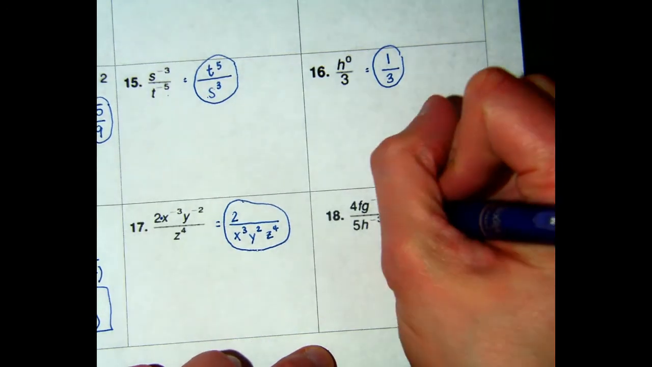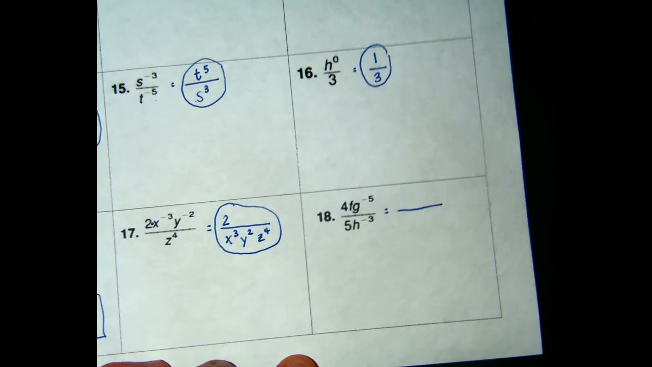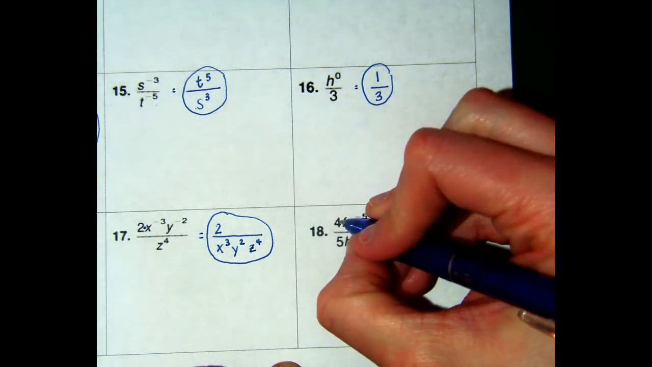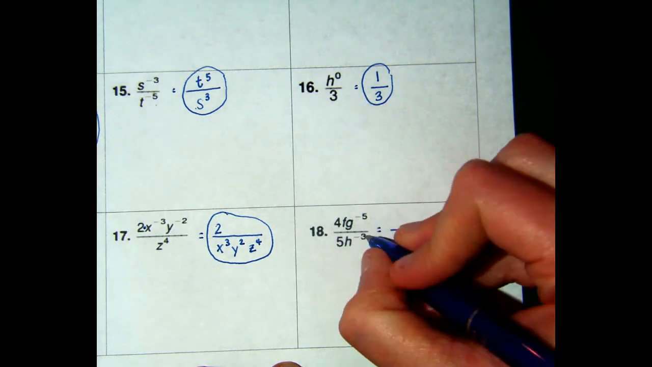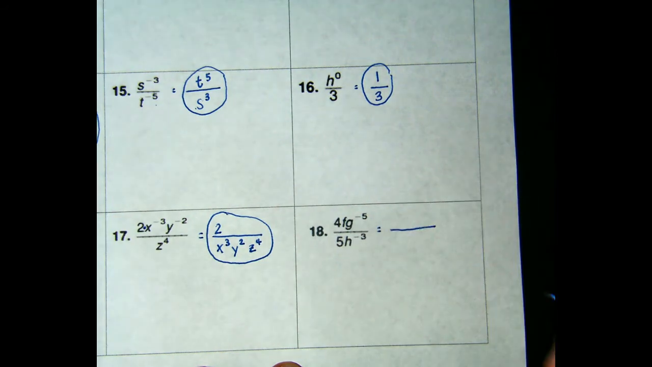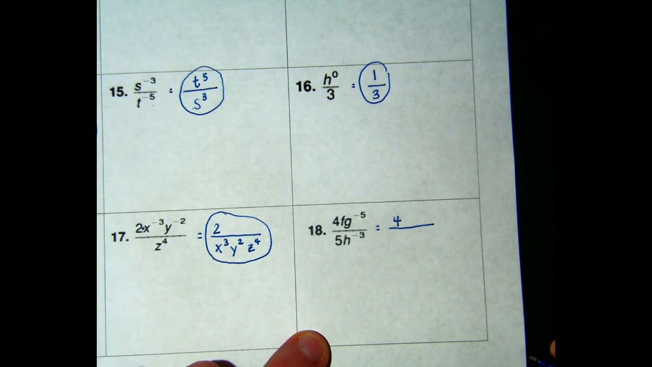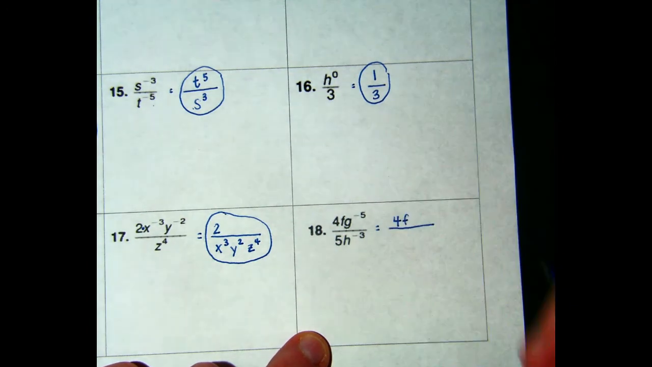Number 18. Likewise, I'm going to look at every piece. It's a good idea to pause this video, try this one out. I have 4 times f times g to the negative 5th divided by 5 times h to the negative 3rd. I'm going to work with the numerator first. 4 does not have a negative exponent directly tied to it, so I'm just going to bring it over. Stays in the numerator. F, likewise, has no negative exponent, so it stays in its current location.